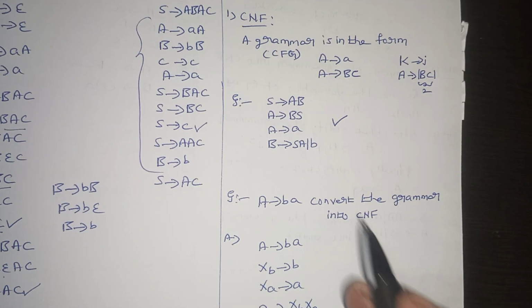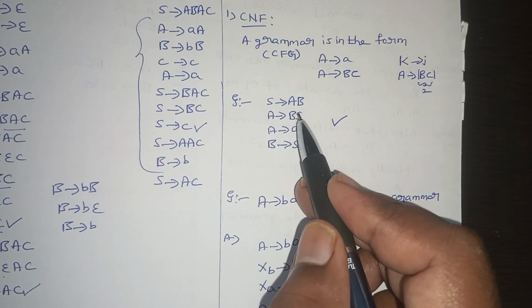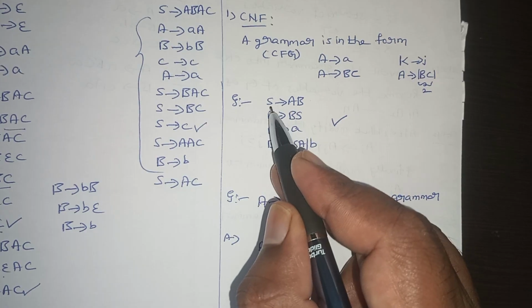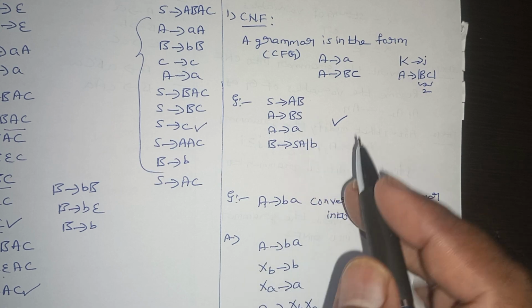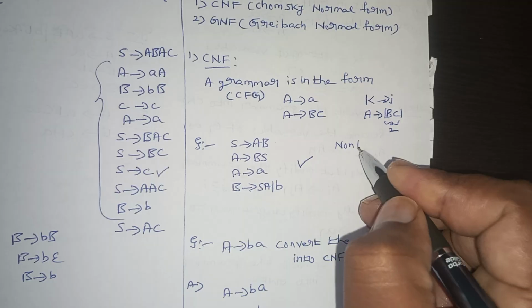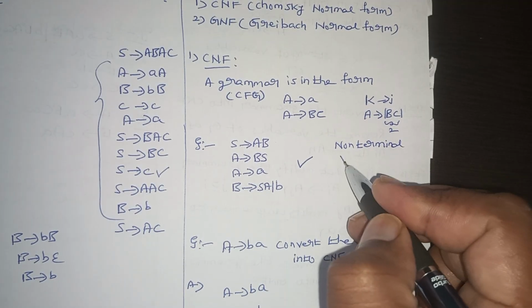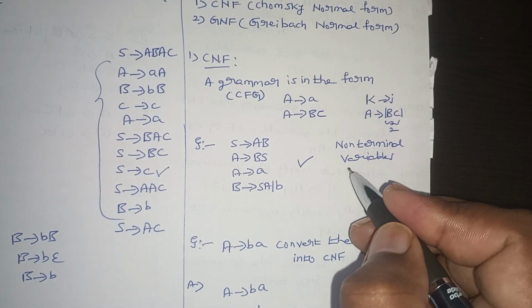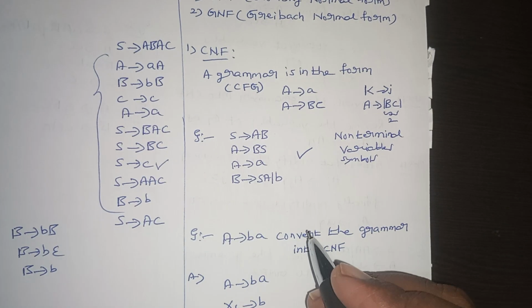Now you see here, S tends to AB. You have to check each and every rule. S tends to AB: in the LHS I have only one non-terminal, and in the RHS I have two non-terminals. You may call these non-terminals, or variables, or symbols. Anything you may call.